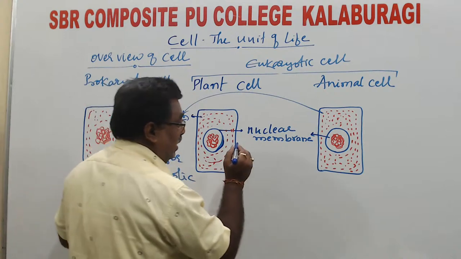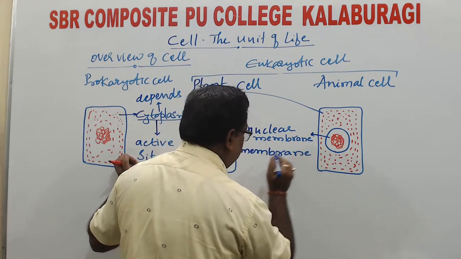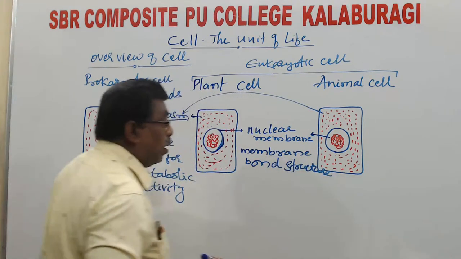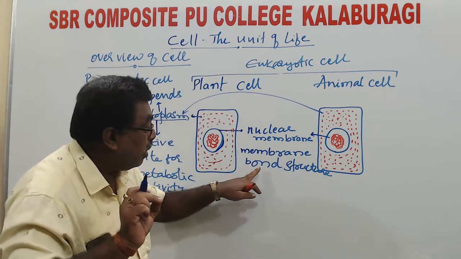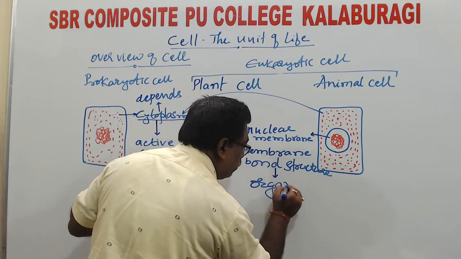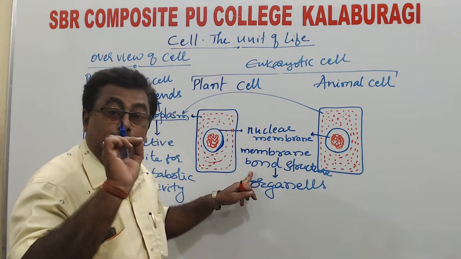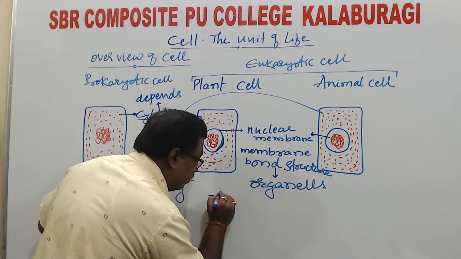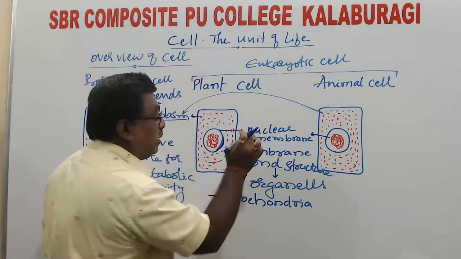Okay, in the eukaryotic cell, it consists of membrane bound structures. That membrane bound structure is called organelles. Okay, in this one, the organelles are present in the eukaryotic cell.